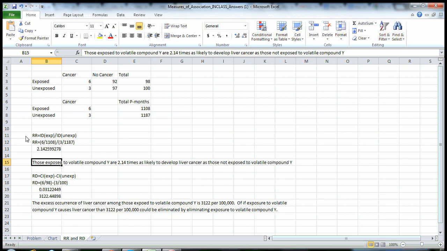Remember, we have to put it into a sentence. So those exposed to volatile compound Y are 2.14 times as likely to develop liver cancer as those not exposed to volatile compound Y.